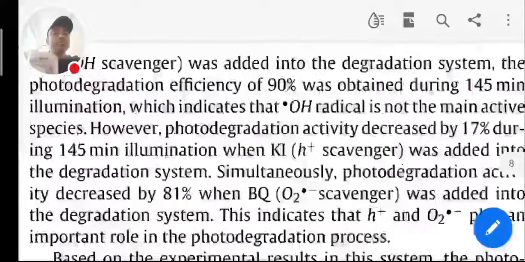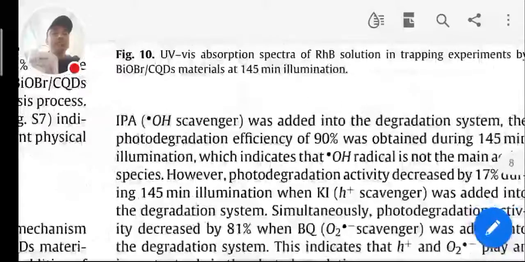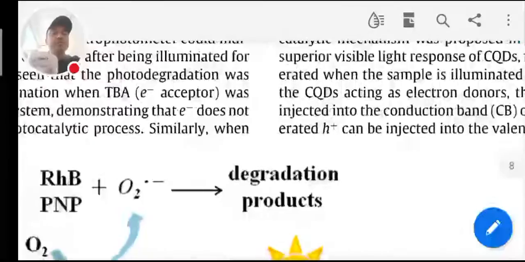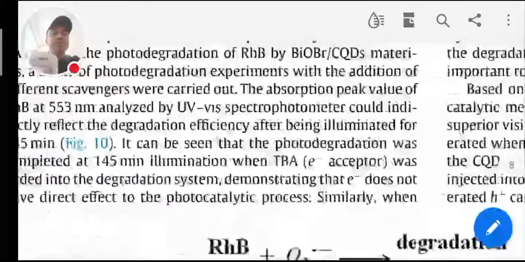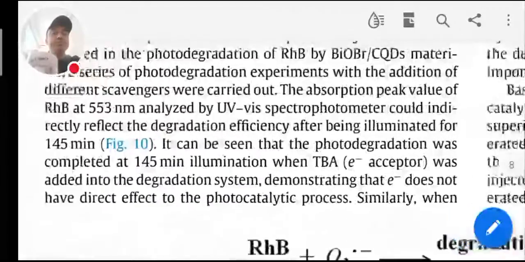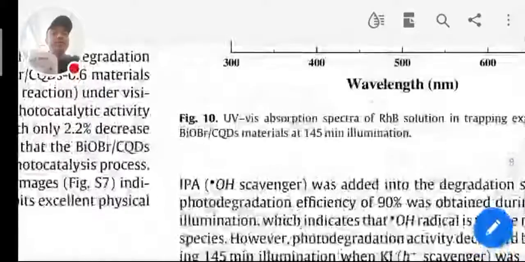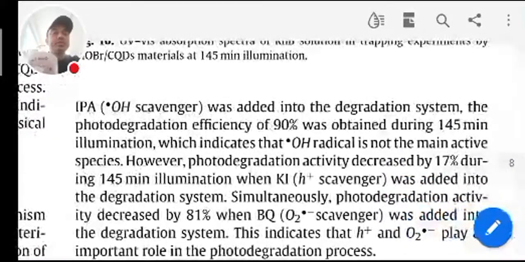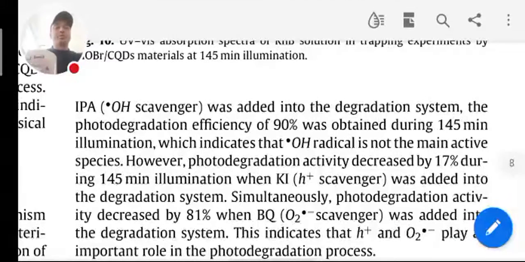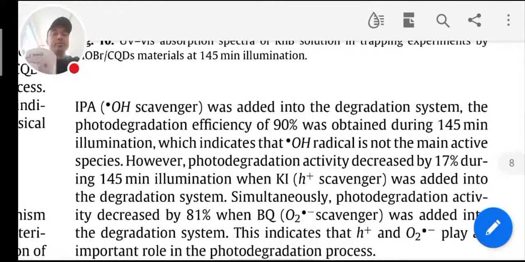So IPA is for OH scavenger. We use here some scavengers, like TBA, electron acceptor. IPA, the OH scavenger, was added to the degradation system, and the photodegradation efficiency of 90% was obtained during 145 minutes of illumination, which indicates the OH radical is not the main active species.